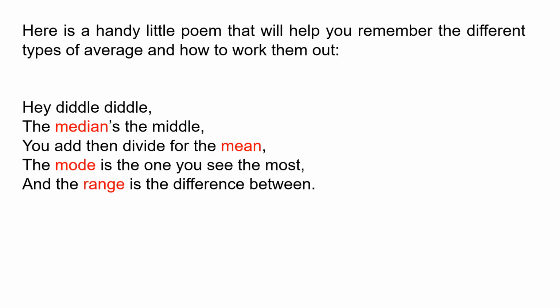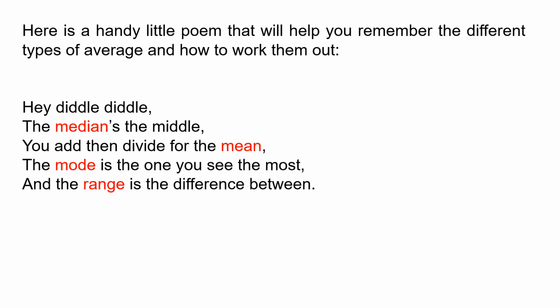One other thing worth learning is this handy little poem that will help you remember the different types of average and how to work them out. To the tune of The Cat and the Fiddle. Hey diddly diddle, the median's the middle. You add then divide for the mean. The mode is the one you see the most, and the range is the difference between.